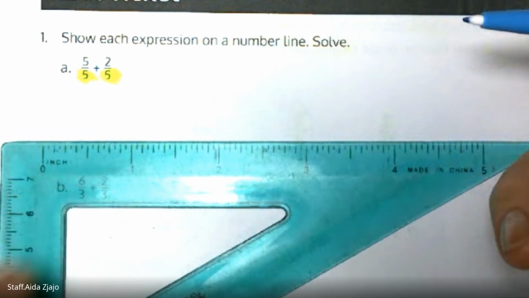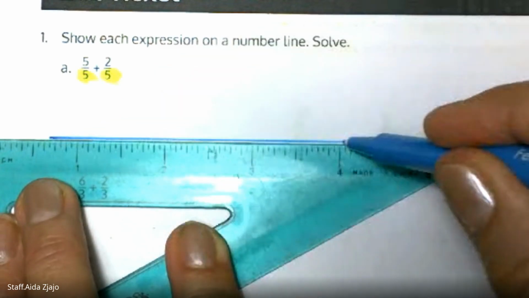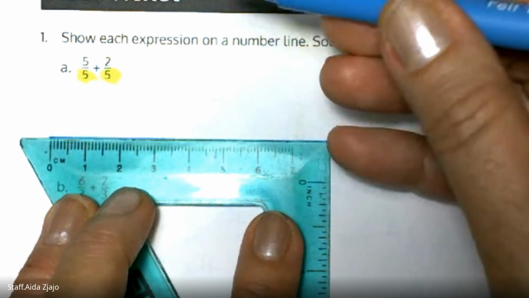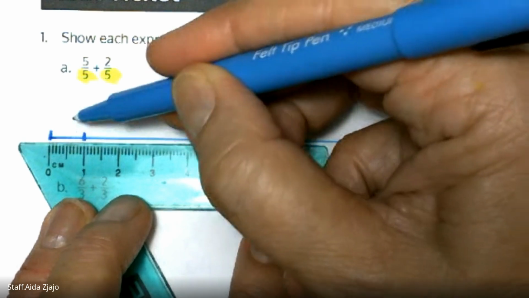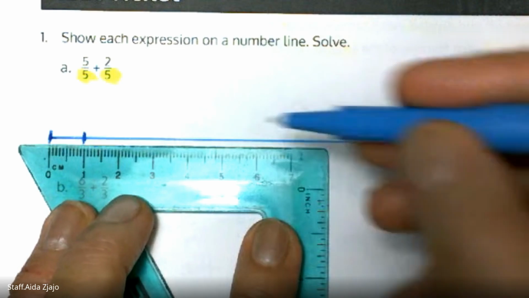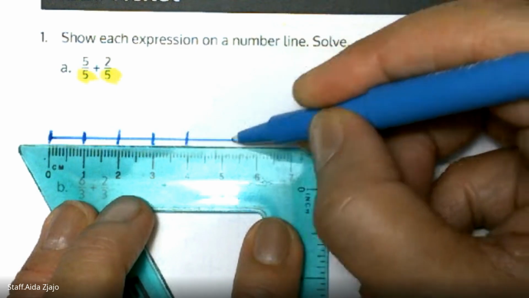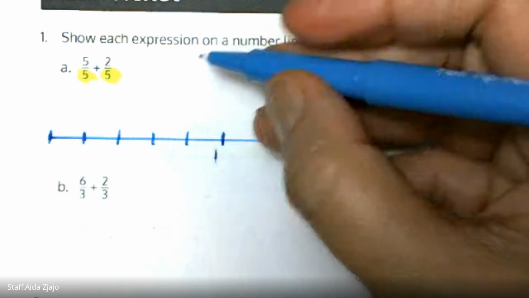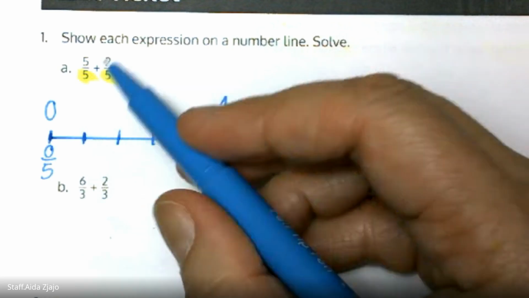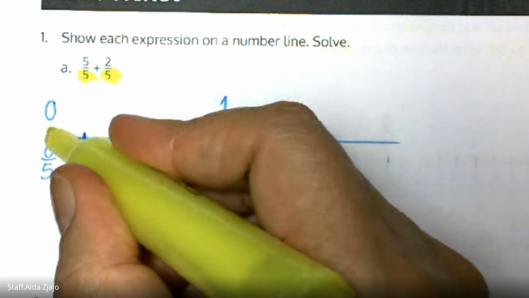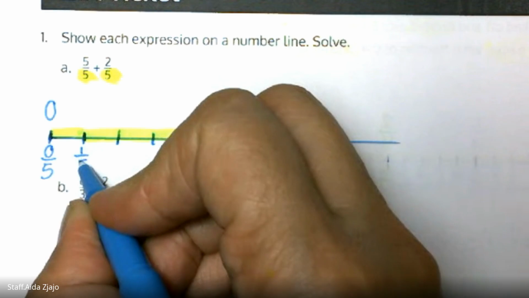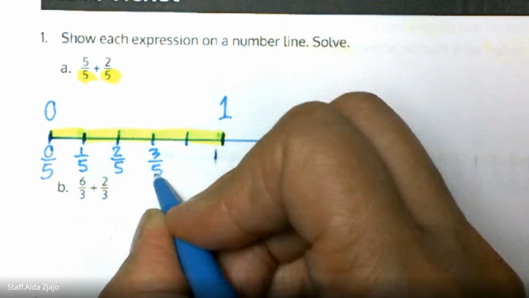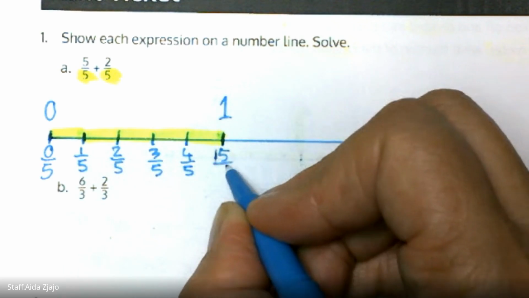If we take our ruler and draw the line, we can create equivalent spaces. Maybe I will have 1 centimeter for 1/5, then 2/5, 3/5, 4/5, 5/5. 5/5 should be a whole, and this is 0/5. Zero, and then the whole should have 5 equal spaces: 1/5, 2/5, 3/5, 4/5, and 5/5 is my whole.